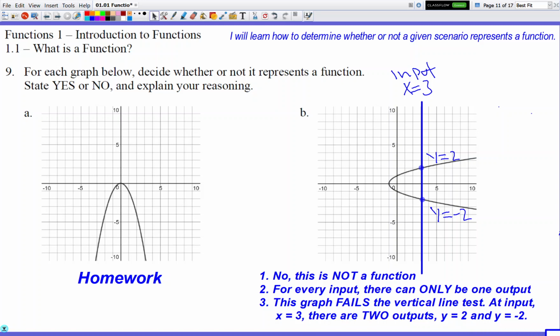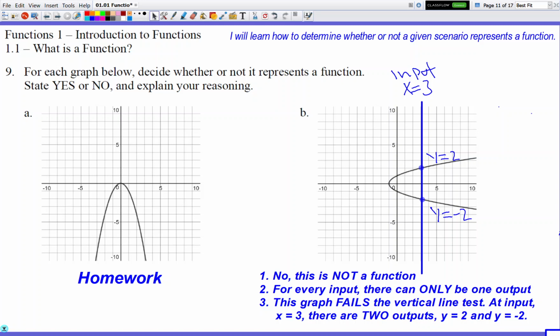And in step 2, for every input, there can only be one output. So notice how there's your definition again. Did it change from the previous problem that I did? No, it didn't. It's the exact same definition. So whether you're dealing with evaluating a graph or evaluating a table, your definition is not going to change. It's the same definition every single time.